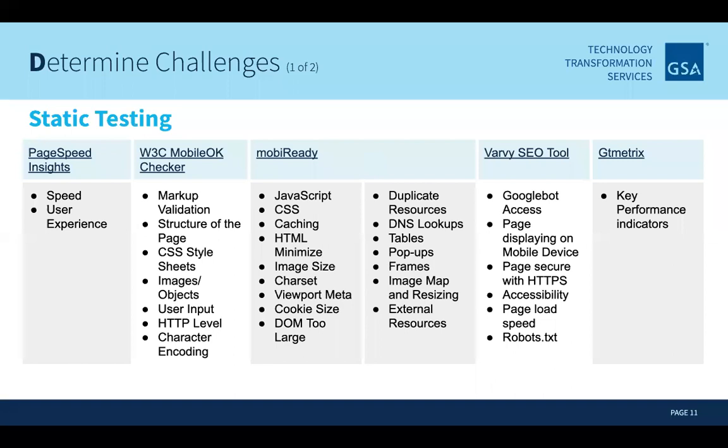And then finally, the GTmetrix. They've got a lot of key performance indicators in this one to take a look at. So these are some recommendations of tools that we've been using. They're all very good. We do run them all, and then we consolidate the results so we can try to pull out exactly what needs done.